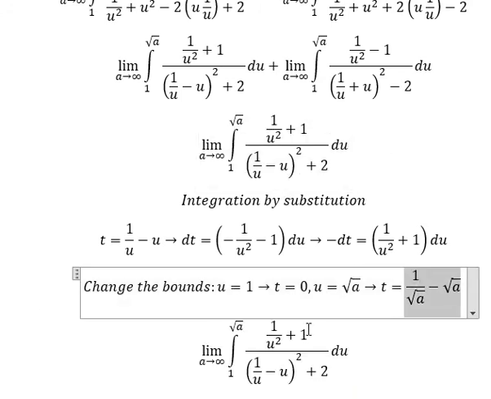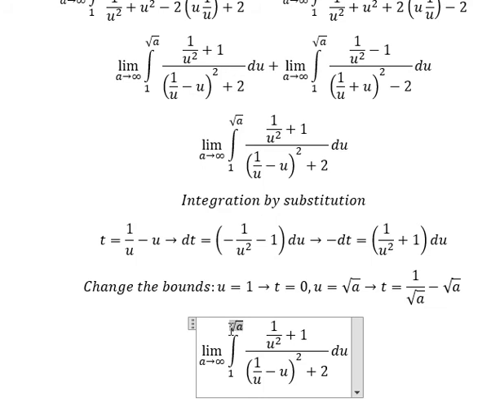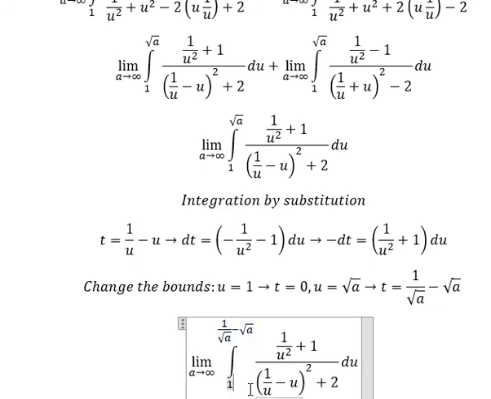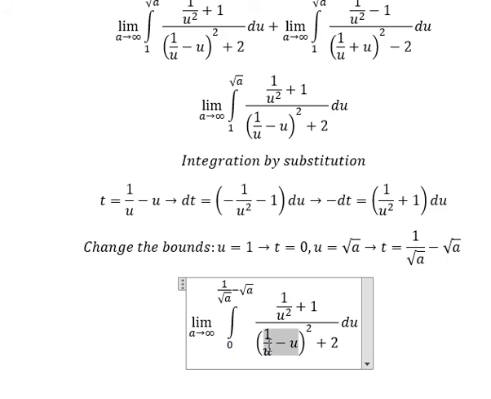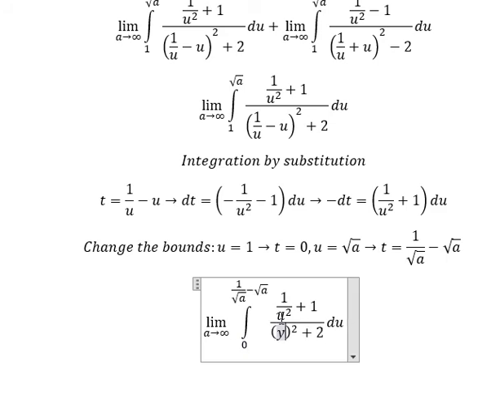So this one I will put in here. Number 1, we have number 0. And this one we change by t. This one with du we change by negative dt.